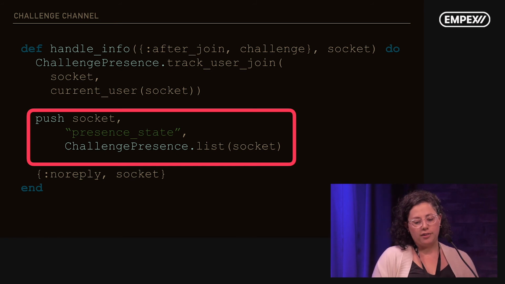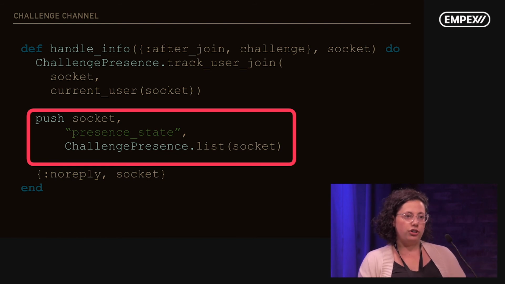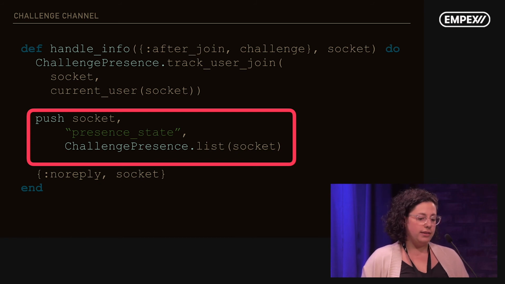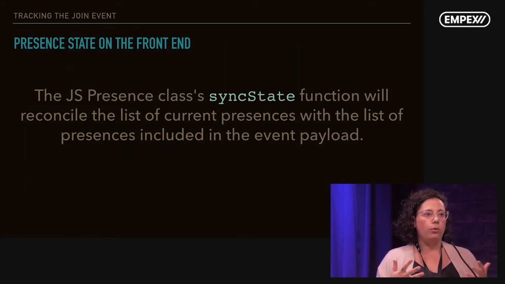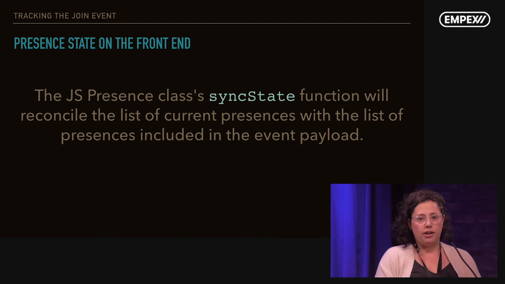So we call challenge presence list socket. We get a list of users that are present in our presence store at that time, and we push it out or send that event back to the client that just joined the channel. So how do we handle the presence state event on the front end? The JavaScript presence class's sync state function will work for us exactly as it did when we were listening to our presence diff event. We'll call on it in the same way.